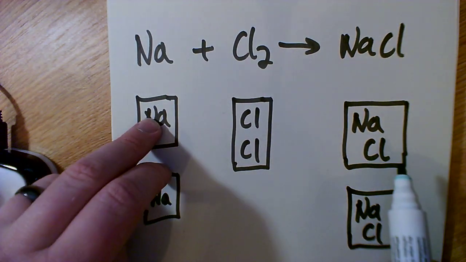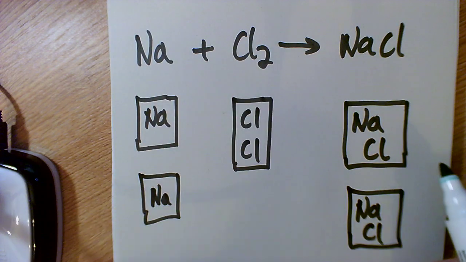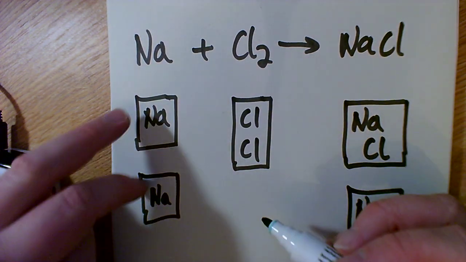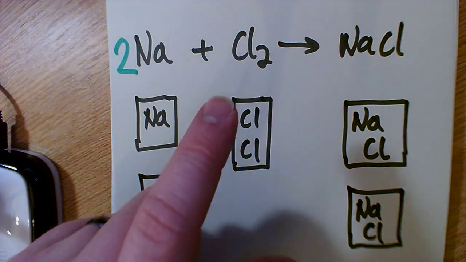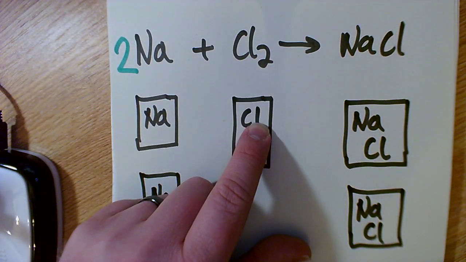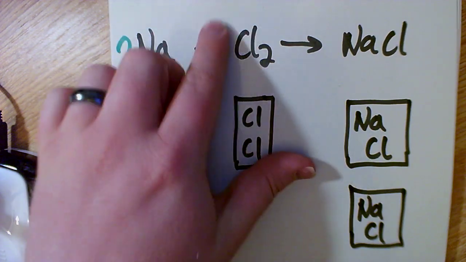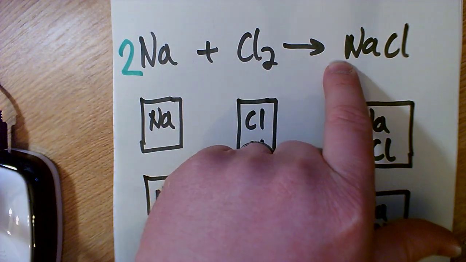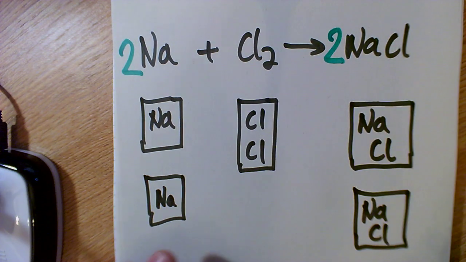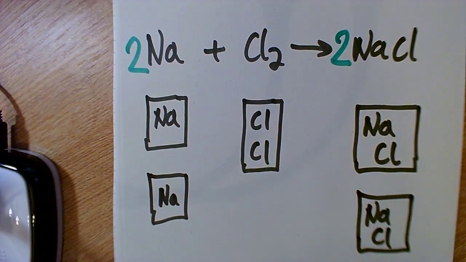So the number of the boxes that you've got is the number that you place in front of each of the reactants and products. I've got 2 boxes of sodium, so that means I need to put a 2 in front of there. I've got 1 box of chlorine, so in chemistry we don't show the 1s, so you don't need to put a 1 in front of here. And I've got 2 boxes of NaCl, so I place a 2 in front of there. Okay, and that is now a balanced chemical equation.